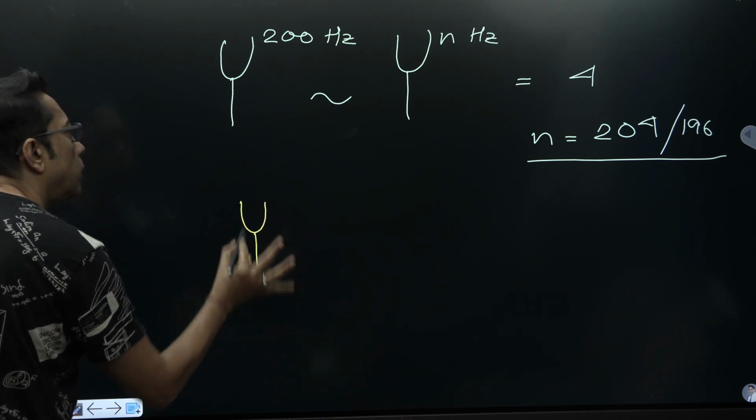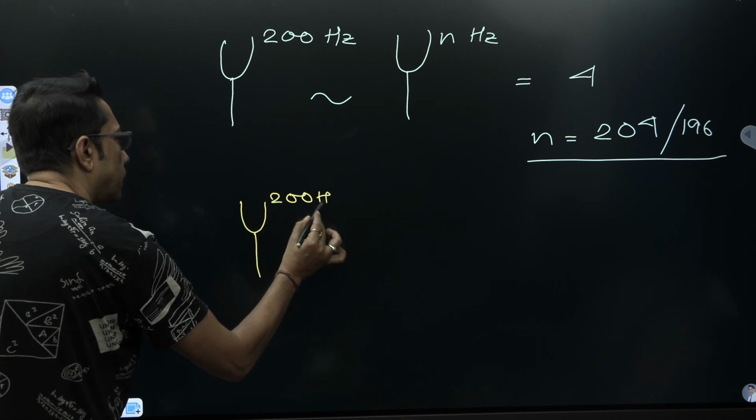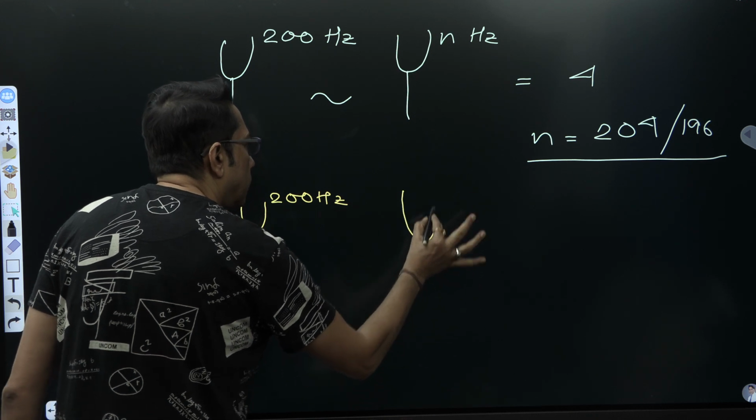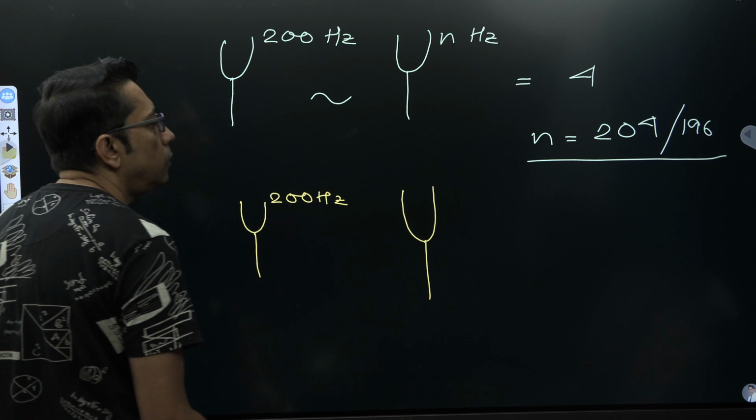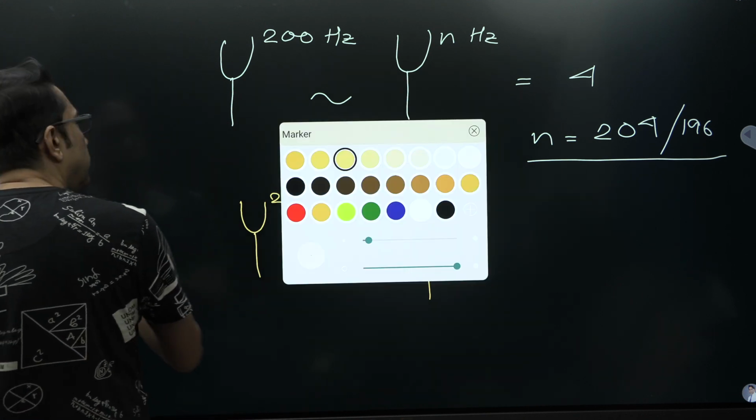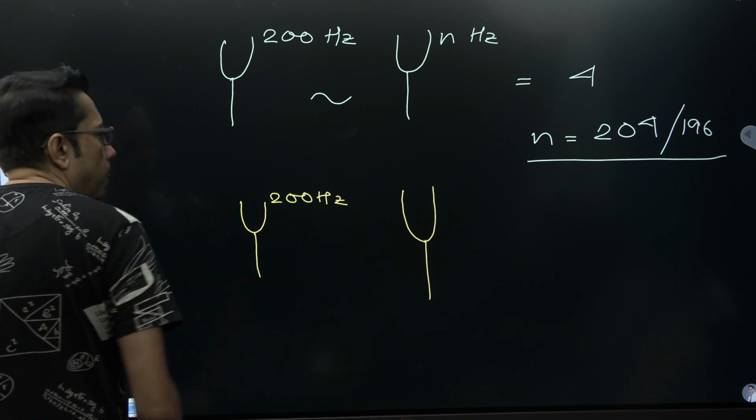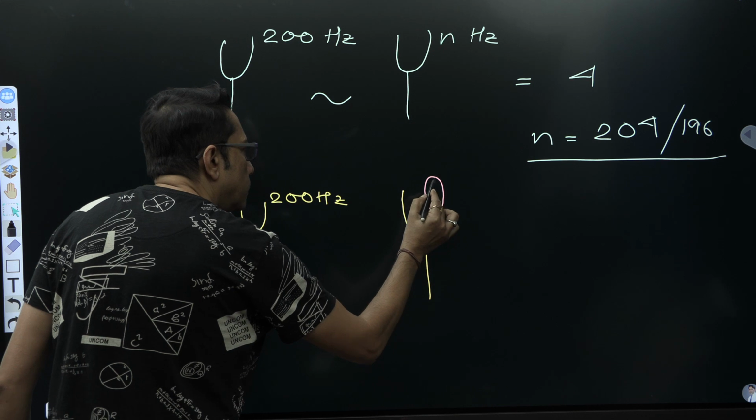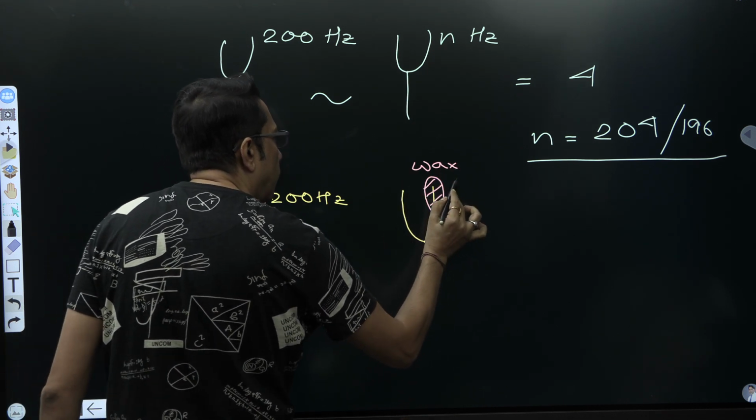Suppose this tuning fork remains the same, 200 hertz. Now we did what? We did some operation on this unknown frequency n. What operation? ये operation है wax coating की. Suppose this tuning fork is given a wax coating. Wax coating.